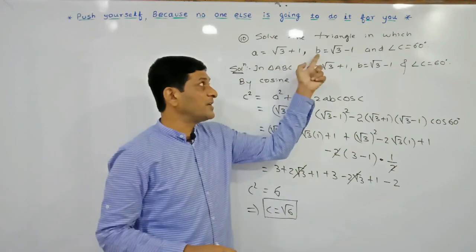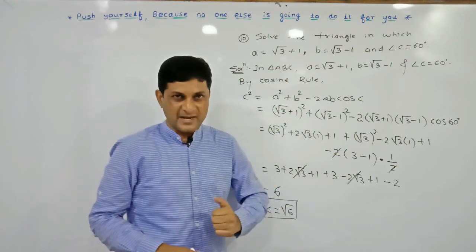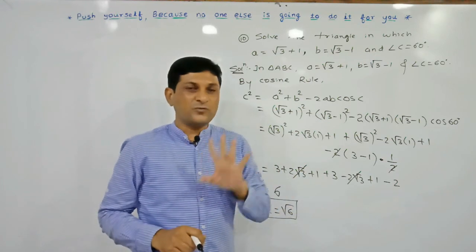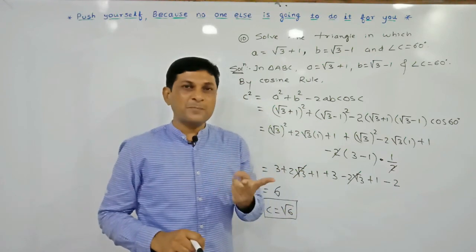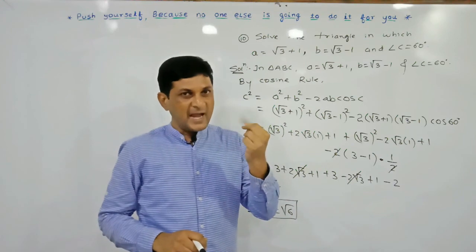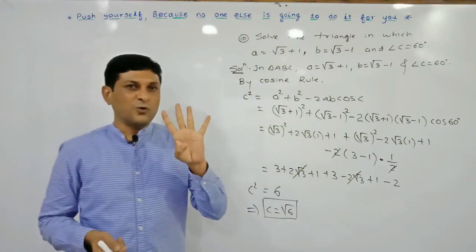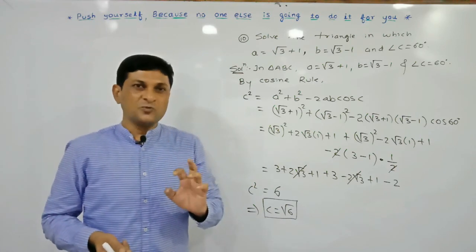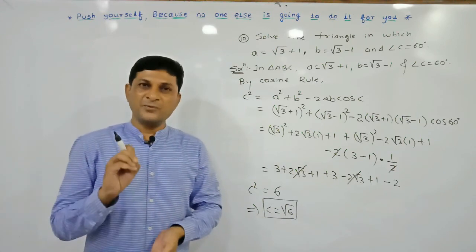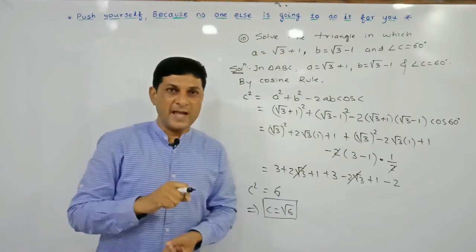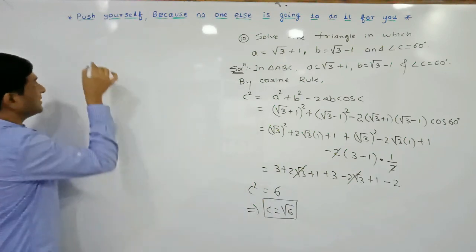Two sides are already given to us. Now we have got the third side, and the fourth part is angle C. Now four parts are known to us. Now the remaining part is just to find out angle A and angle B of this triangle ABC. Whenever four parts are known to us, to find out the remaining two parts, generally we use the sine rule.